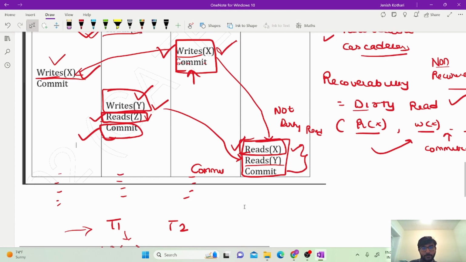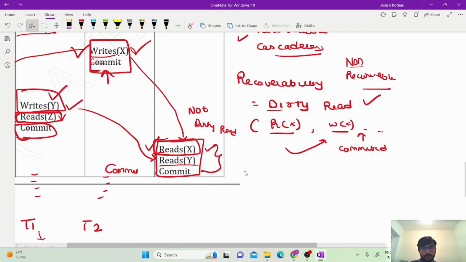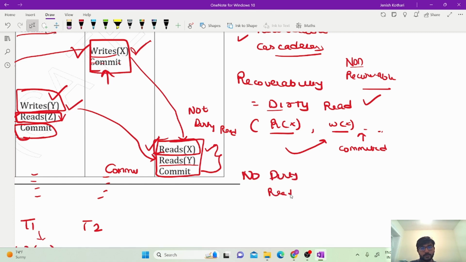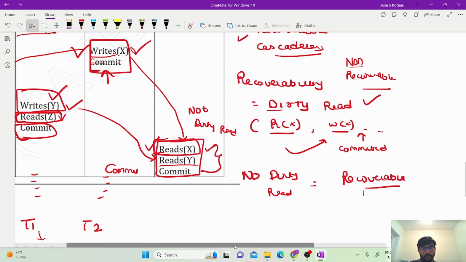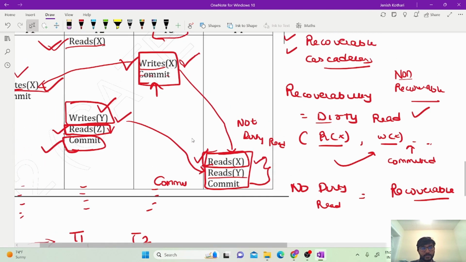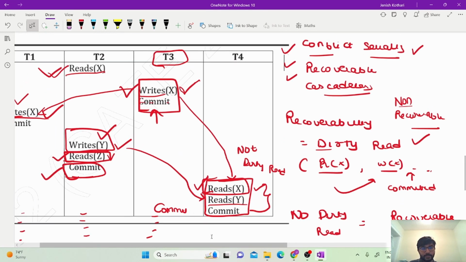So we can finally find out that there are no dirty read operations. That means my schedule is recoverable also. And that's fixed. Now again we need to find out whether it is cascadeless or not.